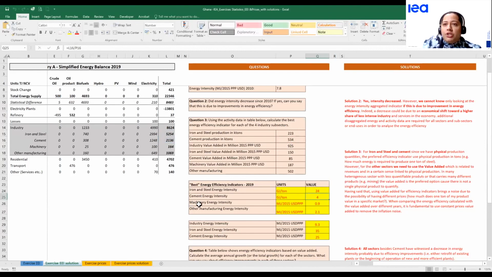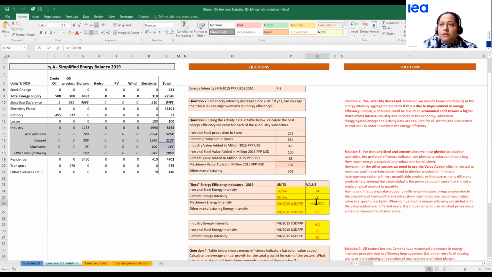However, for machinery and other manufacturing, as you don't have production here, we will use instead the value added, which relates to the revenues, and in a certain way it's linked also to the physical production. And in many heterogeneous sectors with less quantifiable products, or that carry many different products, for example mining, the value added is also the preferred option because there is not a single physical product to quantify.